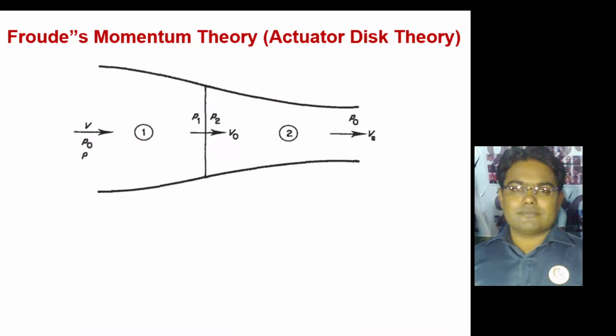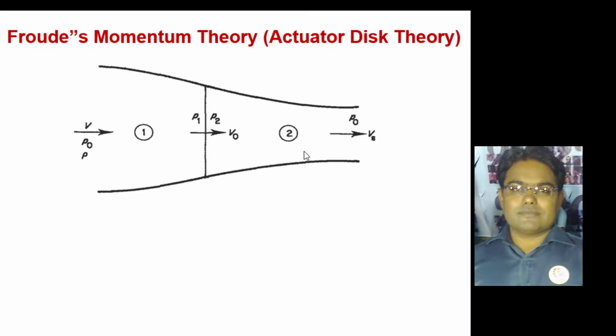So as per this, this is the disk, and this is the airflow taking place. This is the disk which is rotating, and this is the position of the hub. This is the velocity, pressure and density of the free stream flow entering the disk, so the upstream conditions are V, P naught and rho. The velocity at which it enters through the disk is called the disk velocity, V naught.